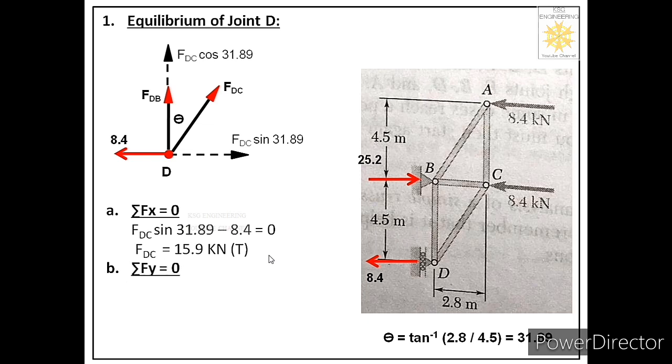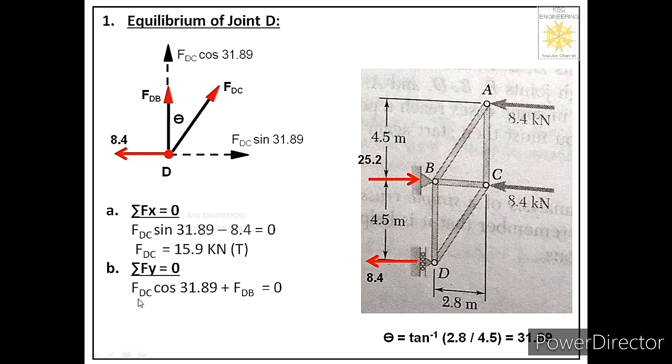Now after this we will apply the second equation, that is summation Fy equal to 0. So let us see how many forces are acting in the y direction. There are two forces. One is FDB, it is acting in upward direction, so we will consider this as positive. Second is FDC cos 31.89 and it is also acting in upward direction, so we will consider this also positive. It means our equation will be FDC cos 31.89 plus FDB equal to 0.